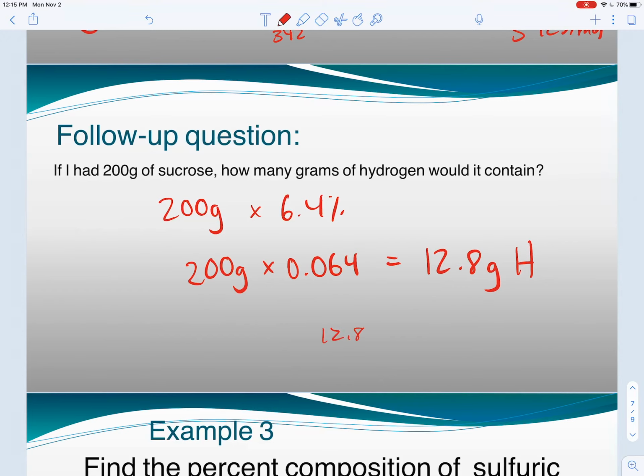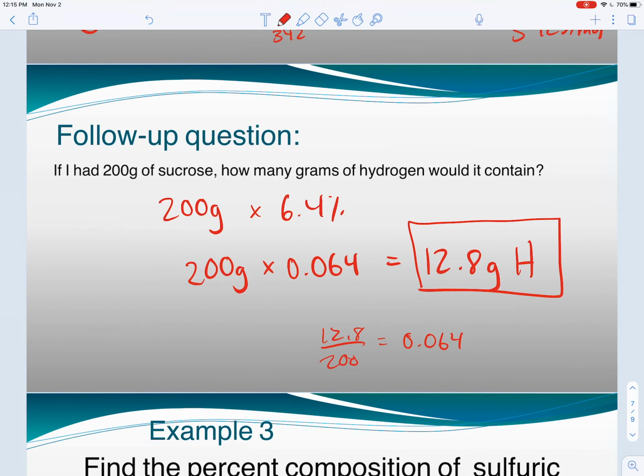You can always check your math. If you do 12.8 over 200, then you should get that 0.064. Okay? So the answer here is 12.8 grams.